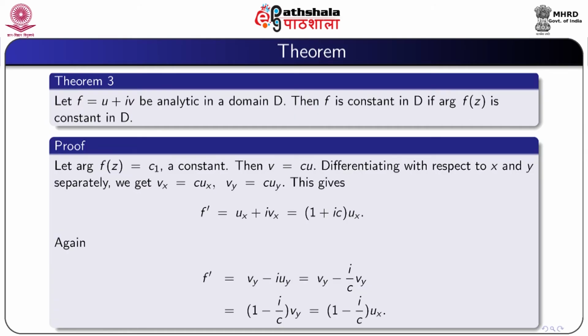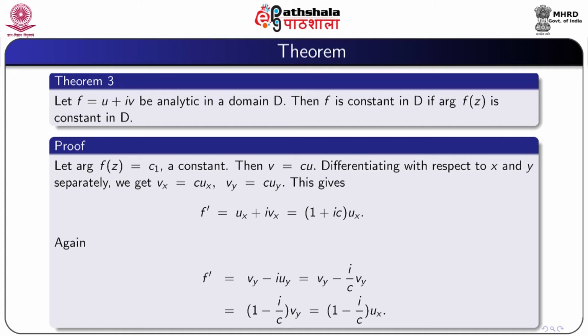Proof: given that argument f(z) is constant. So, we assume that argument f(z) equal to C1, where C1 is a constant, and we know argument f(z) is equal to tan inverse v by u. So, tan inverse v by u equal to C1, this gives v equal to tan C1 into u. Now, assuming tan C1 equal to C, we get v equal to Cu.